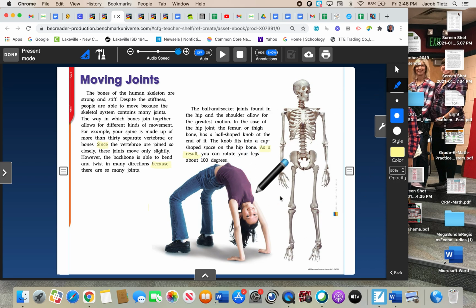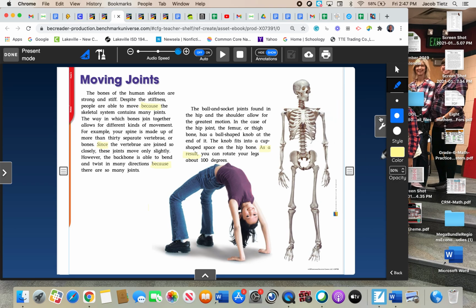So here we know that our bones are strong, the bones are stiff, but the way that they're put together and joined with other bones, those joints are the reasons why we can move them. So let's take a look at our signal words, by looking at the words that we highlighted. Here's another because. So first cause and effect, let's start with because right here. Because the skeletal system contains many joints.